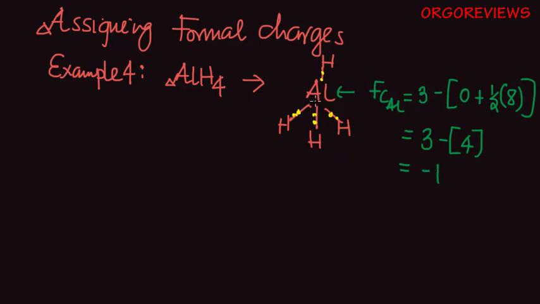as the net formal charge on this aluminum. So that will be minus 1. So aluminum tetrahydride will have a charge of minus 1.